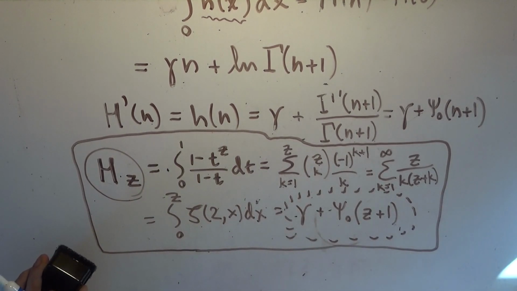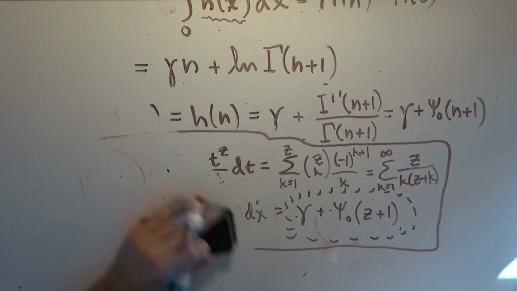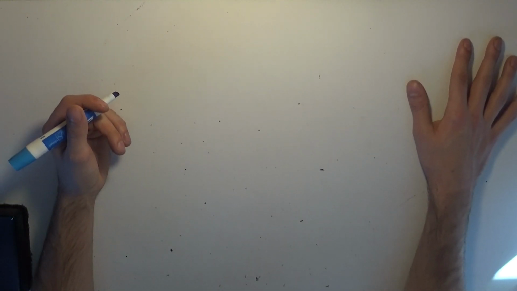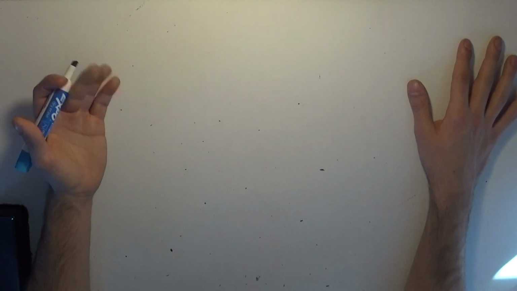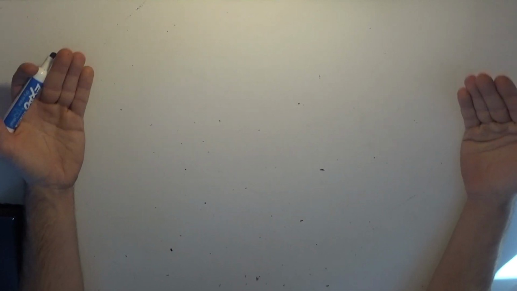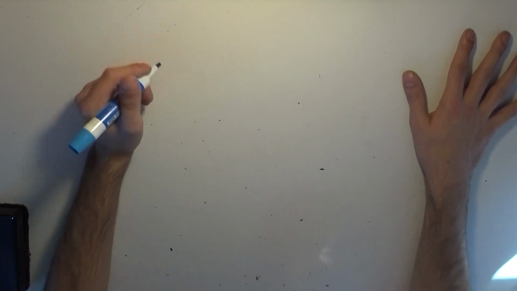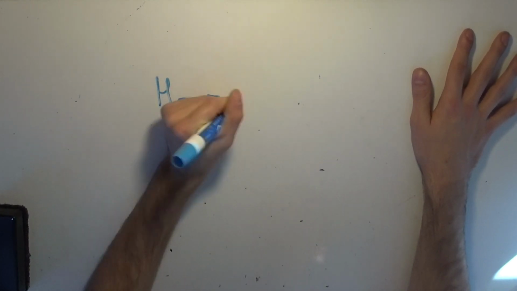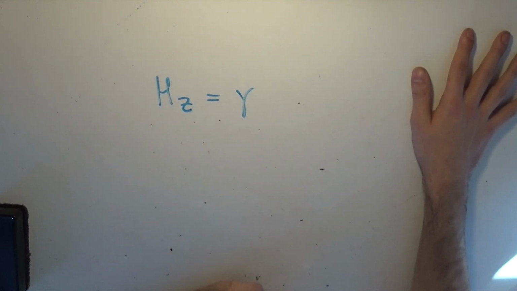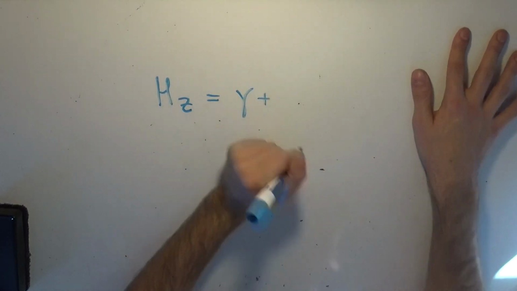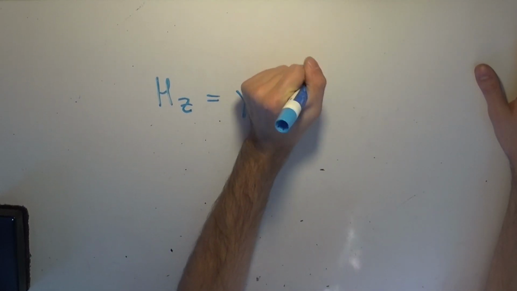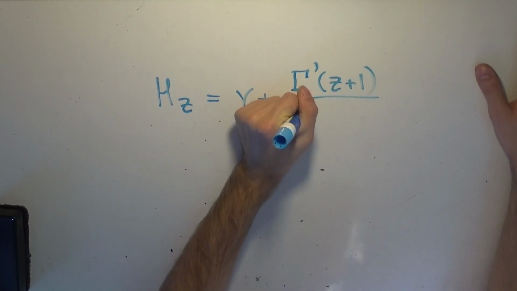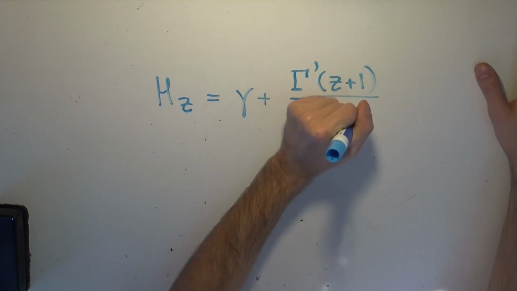And so all we're going to do now is evaluate some of these values. We're going to figure out some of these values, right? So what do we know? We know that the gamma function is well defined at non-positive integers, so the gamma function of z plus 1 is going to be well defined at all non-negative integers. This is what we know: the harmonic numbers are equal to the Euler-Mascheroni constant plus the derivative of the gamma function at z plus 1 divided by the gamma function of z plus 1.